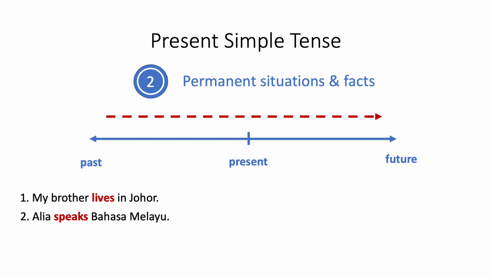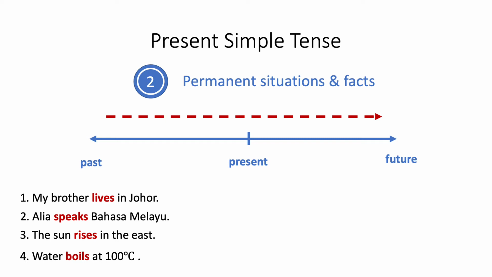Now, what about facts? What are facts? Facts are truths. They are statements about the world that are true. For example, the sun rises in the east. This is something that has always been true, and it is something that is never going to change unless the world is coming to an end, of course. Here is another example. Water boils at 100 degrees Celsius. Again, this is a scientific fact, so we use the present simple.